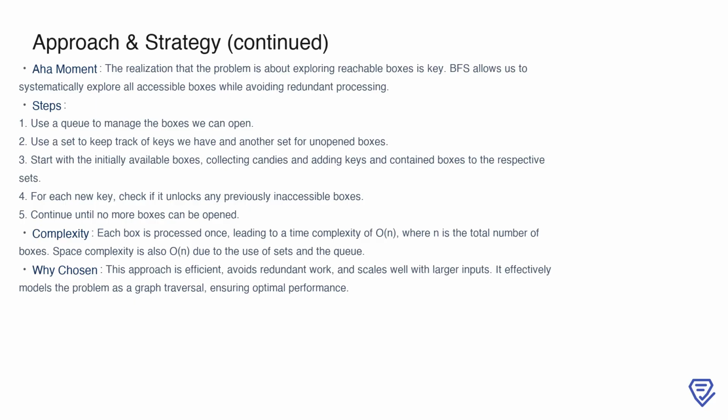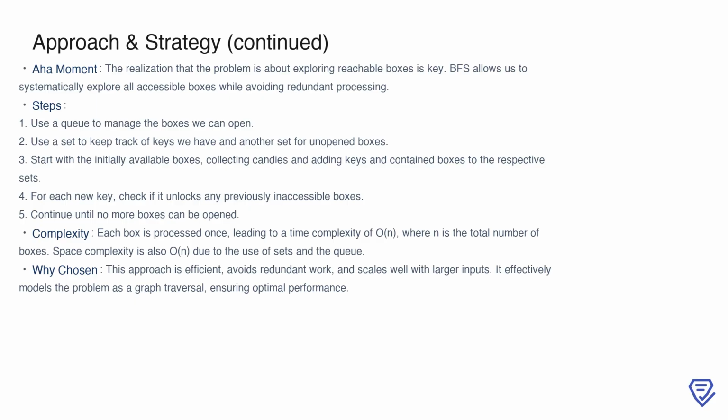Whenever we gain a new key, we'll check if it can unlock any previously inaccessible boxes. If it can, those boxes are added to our queue for further processing. This process continues until no more boxes can be opened. The complexity of this BFS approach is much better than the brute force method. Each box is processed exactly once, leading to a time complexity of n, where n is the total number of boxes. The space complexity is also n, as we use the queue and sets to manage our data.